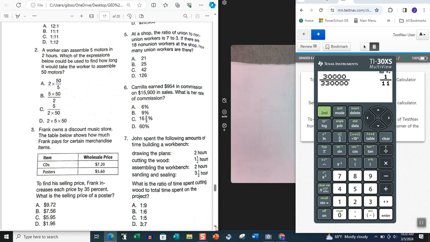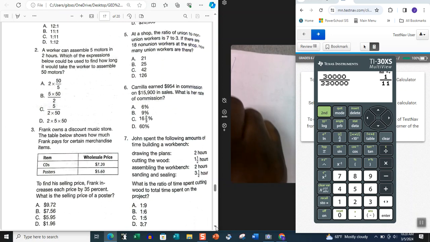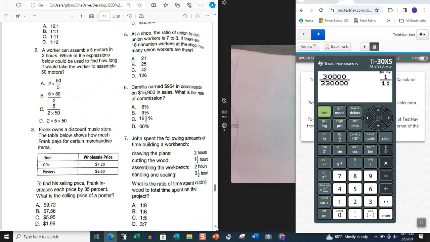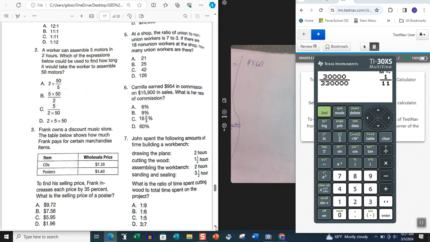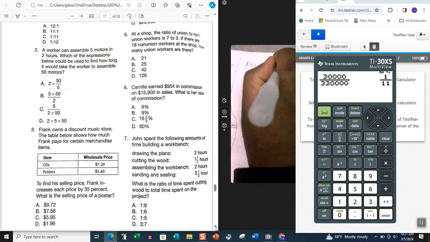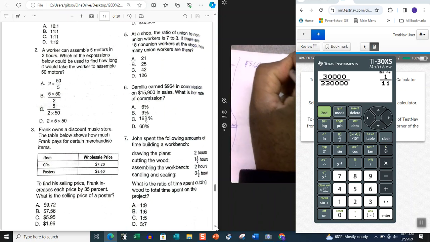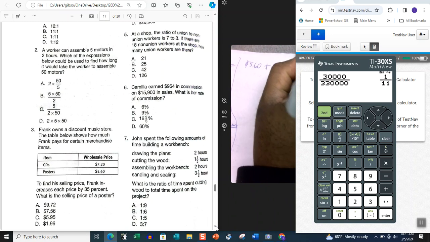What we have to do here is go back to the original price. And I remember showing you all something similar to this. So we would take the poster, which is $5.60. We would take the original price and we would have to add the increase of that price. So it'll be 560 times the 35%, which is 0.35.